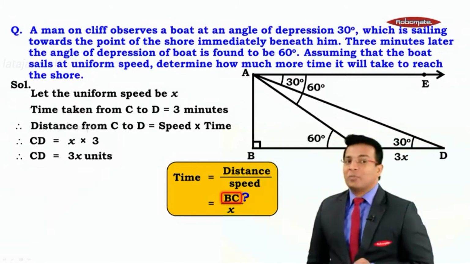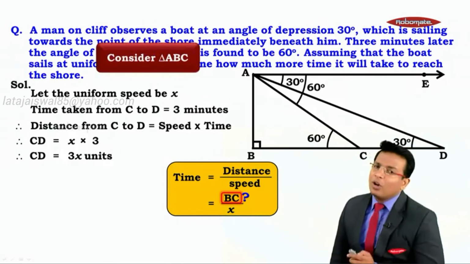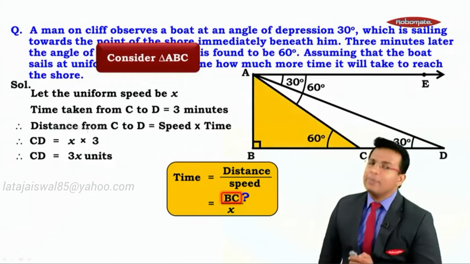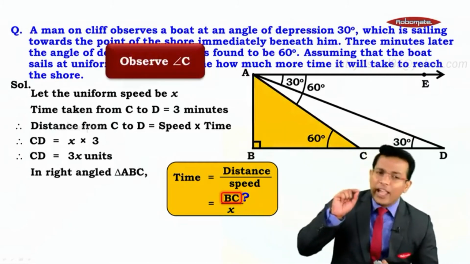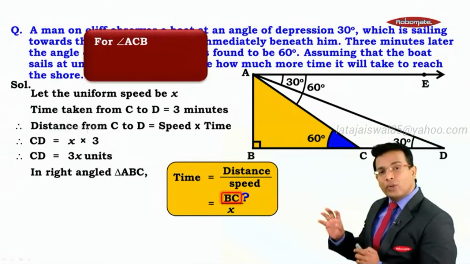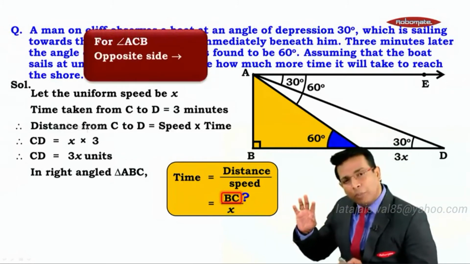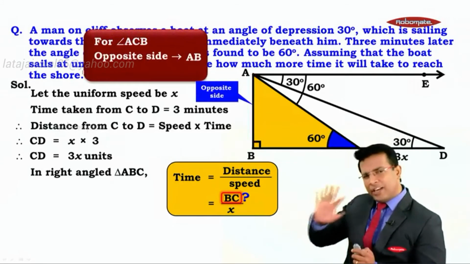Now we need to get the length of BC. Observe very carefully how we are going to do this. BC belongs to that right angle triangle ABC. And in that right angle triangle, observe the acute angle. What is that acute angle? It is C, which is 60 degrees. So for that acute angle, now observe the opposite side, because that's a common side to both the right angle triangles. So somehow we need to get that.